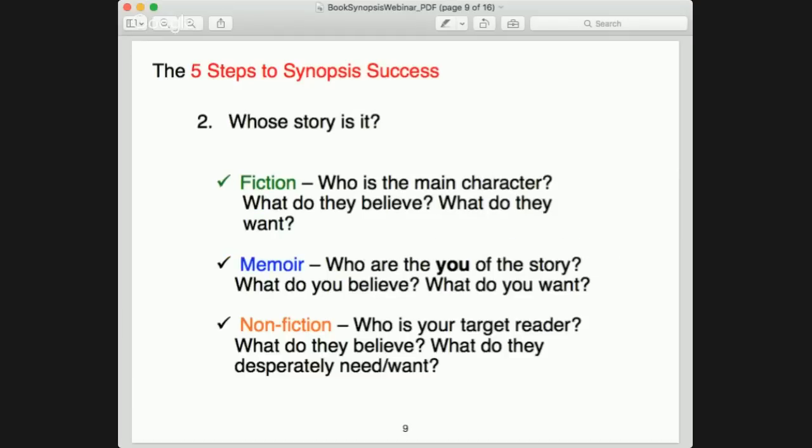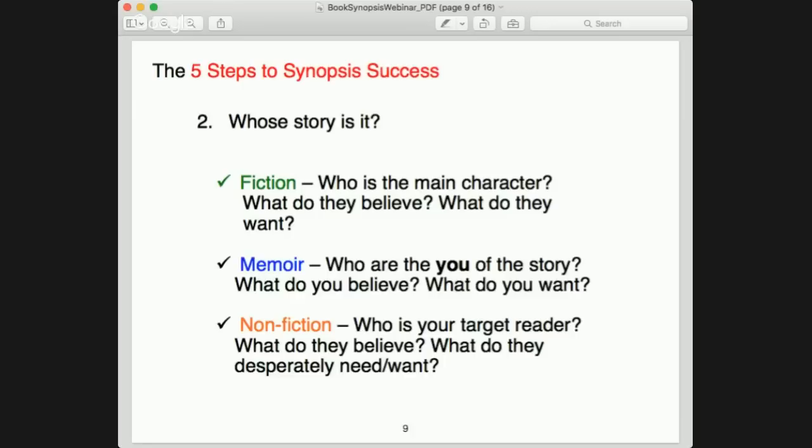Step two is we want to know whose story is it. So in this world, there's going to be a specific character who we are going to follow, or in the case of nonfiction, there's going to be some specifics about your target reader. So you go from kind of a global vision of the world to a specific vision of it. That's what this is about. You're getting very specific now.